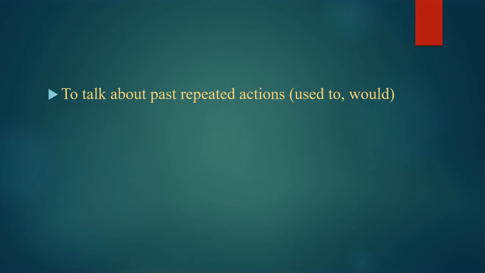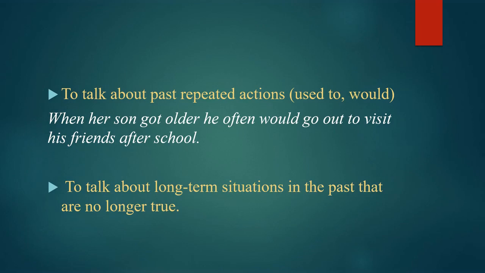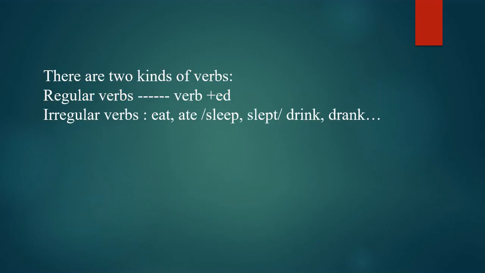To talk about past repeated actions, in this case we use used to and would. When her son got older, he would often go out to visit his friends after school. We also use it to talk about long-term situations in the past that are no longer true. He worked for the police for 20 years.